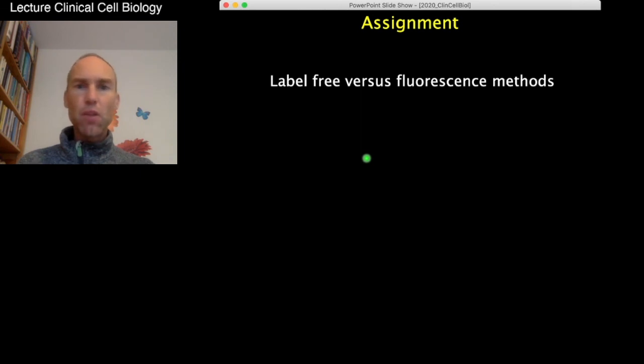The assignment deals with label-free versus fluorescence methods. We've seen both of these methods in the talk. So there was a label-free method that's called ESIS to look at G protein coupled receptor activity. And there are all kinds of fluorescence methods, like probes for heterotrimeric G proteins, that can be used to study GPCR activity. Of course, like any technique, each technique has its advantages and disadvantages, and it's up to you to find out what the advantages and disadvantages are.